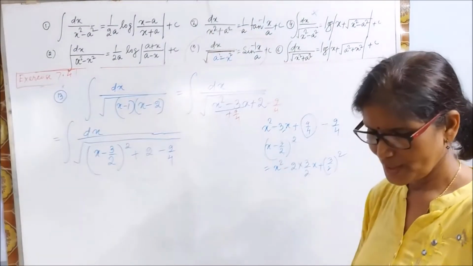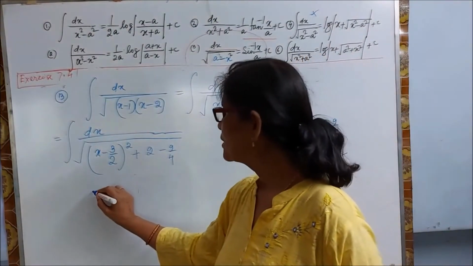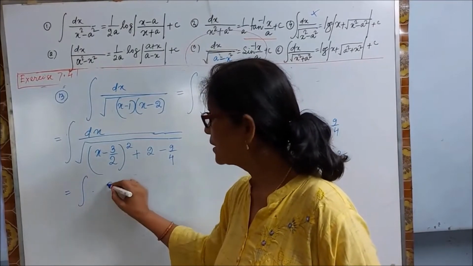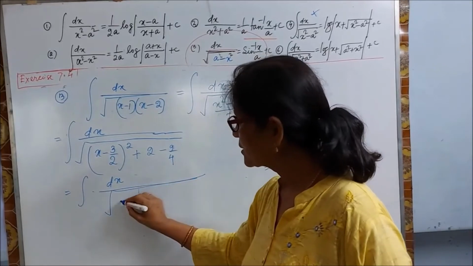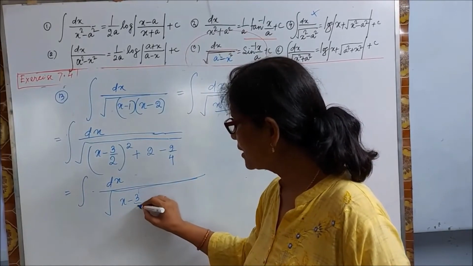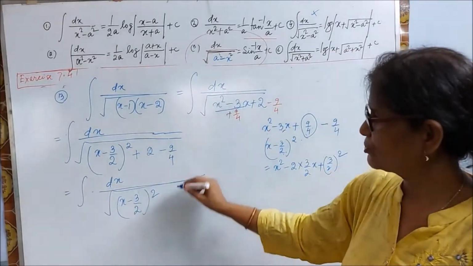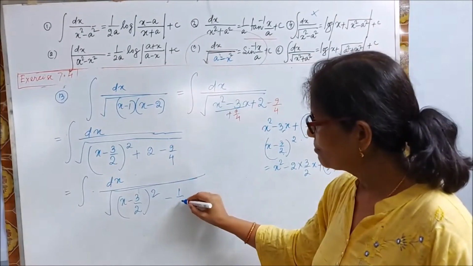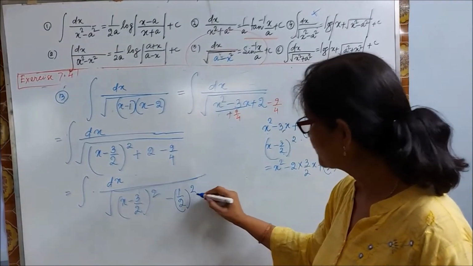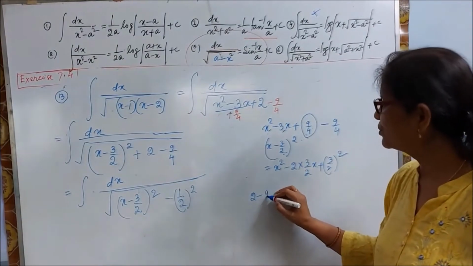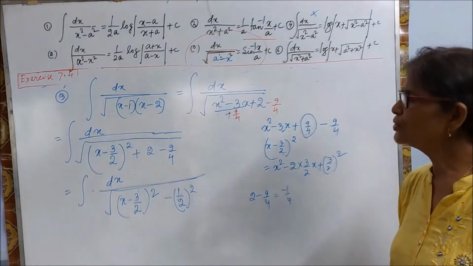Okay. So now it is simple. Simplify this. So it will be how much? dx by under root (x minus 3 by 2) whole square, and simplify this. 4 to the 8 minus 1 minus 1 by 4, minus 1 by 4, is (1 by 2) square. I can write directly 2 minus 9 by 4 is equal to minus 1 by 4. This is (1 by 2) square.